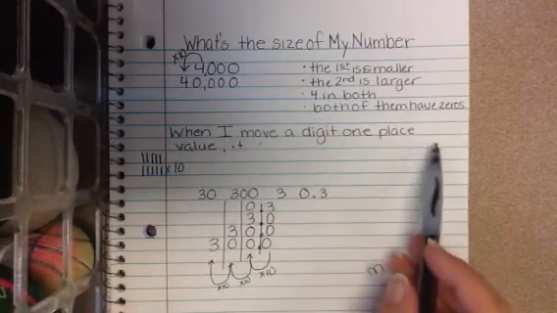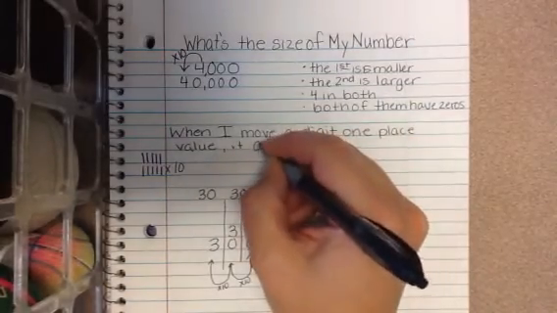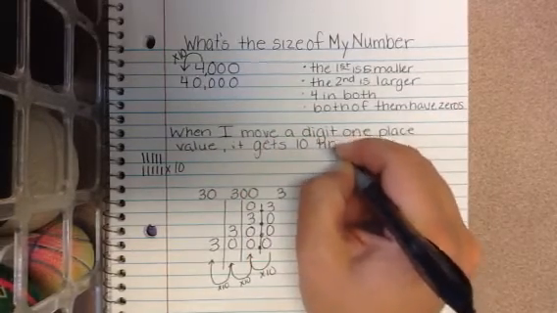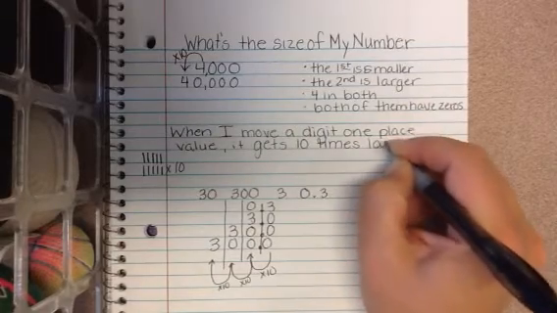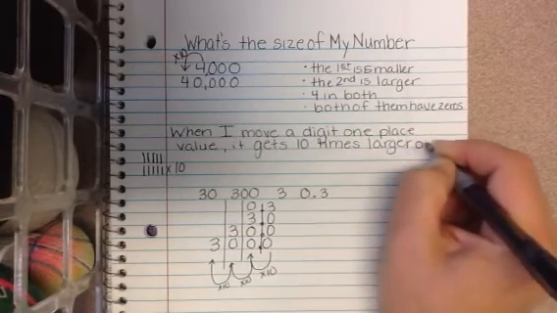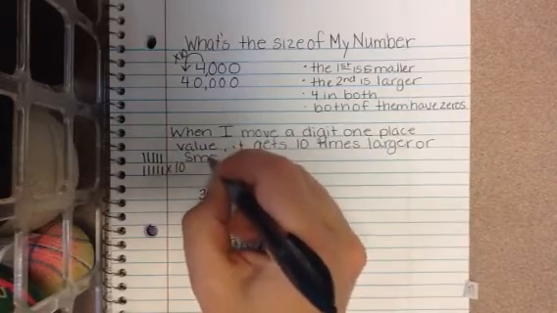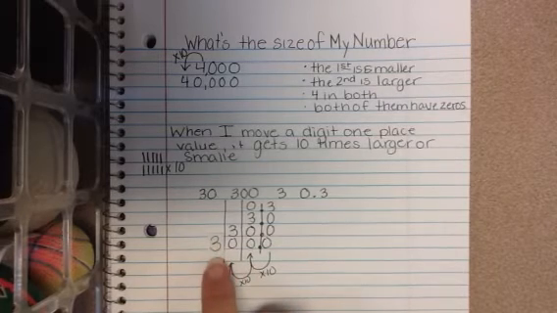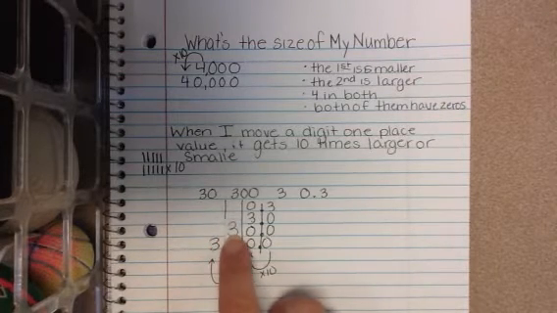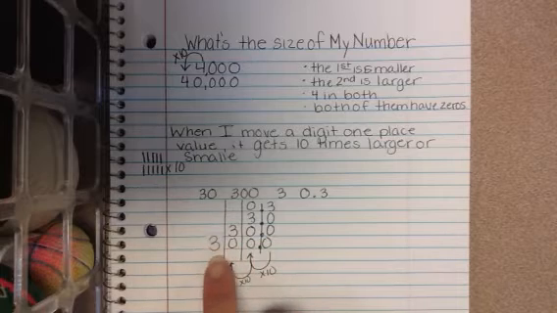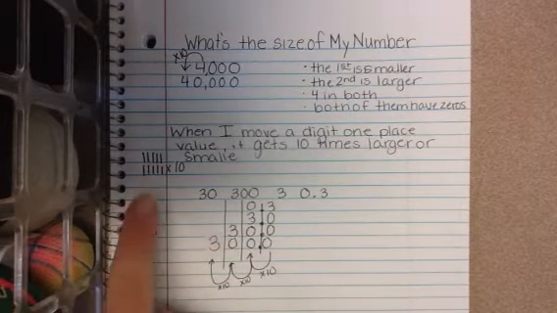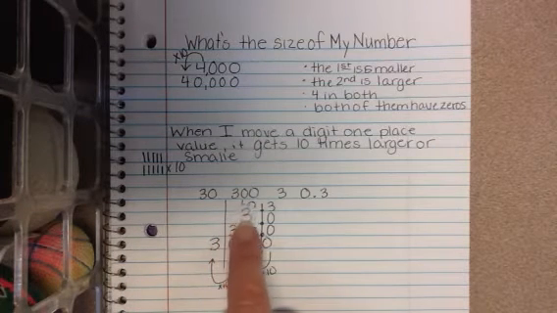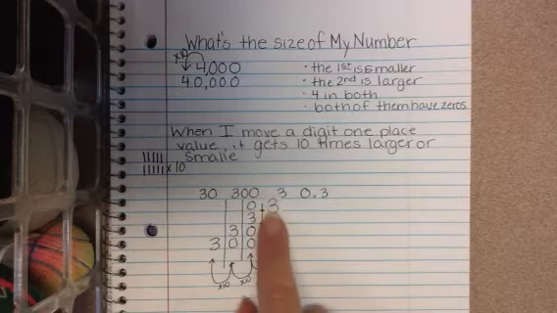So when I move a digit one place value, it gets 10 times larger or smaller. Well, we didn't talk about it getting smaller, but I have my 3 over here and I move it one place value, it's getting 10 times smaller because I could break 300 up into 10 groups. Remember these 10 groups we counted up? I could divide them into 10 parts.